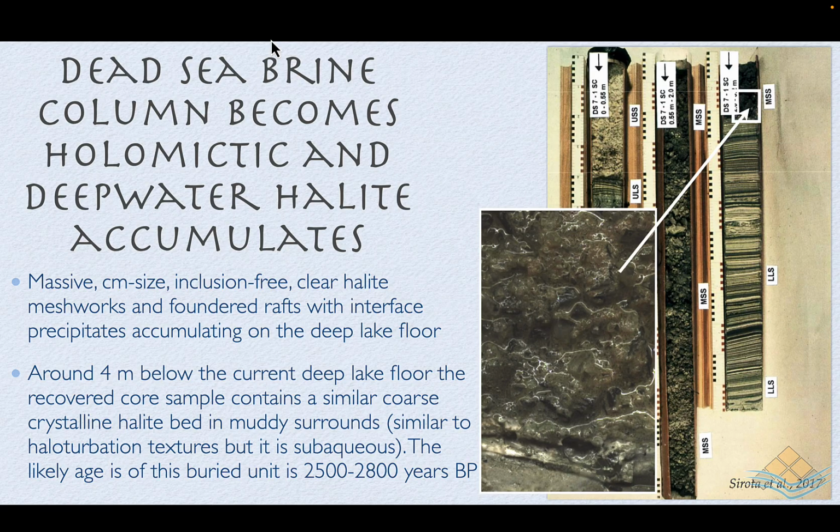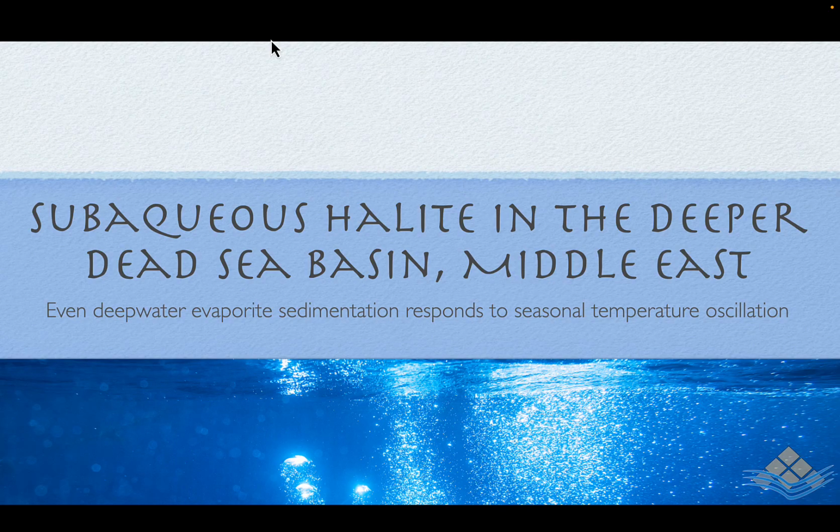So with this in mind, let's now look at the Dead Sea as the type example of how subaqueous halite accumulates in deep water evaporite sedimentation. But even there we'll see there's a seasonal temperature oscillation preserved in the textures and the halite that's accumulating on the floor of that deep water column.